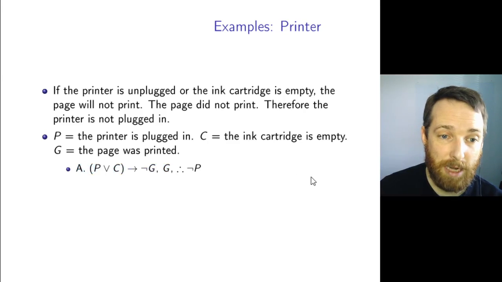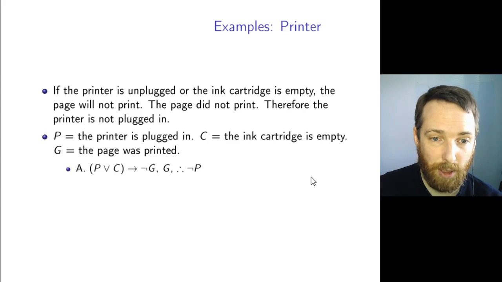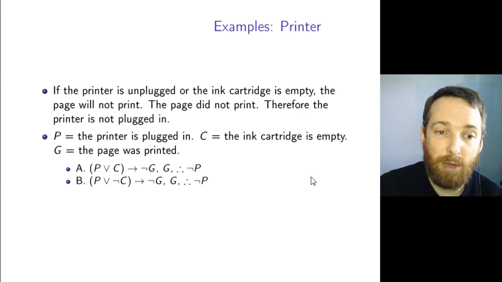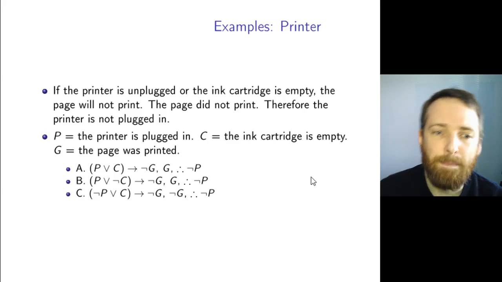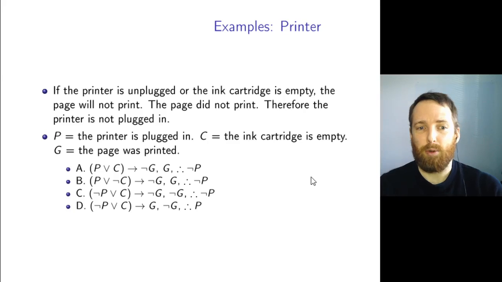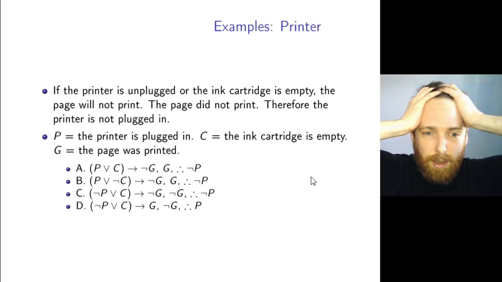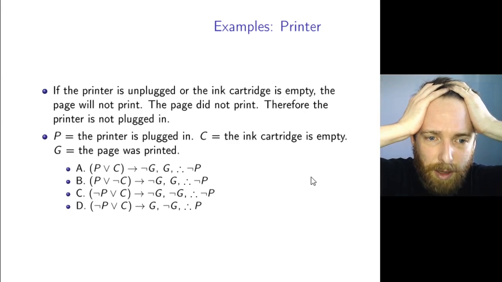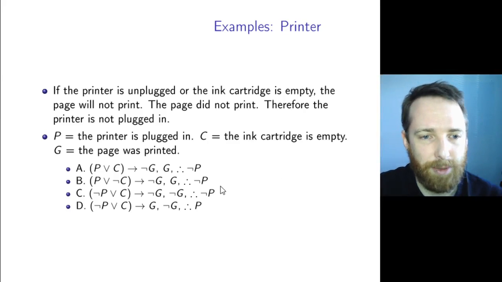Okay, so here's option A. P or C, arrow not G. G, therefore not P. Option B, P or not C, arrow not G. G, therefore not P. Option C, not P or C, arrow not G, therefore not P. Or option D, not P or C, arrow G, not G, therefore P. Okay, that all sounds like nonsense because I'm just reading out signs.